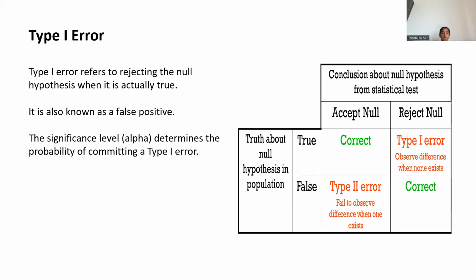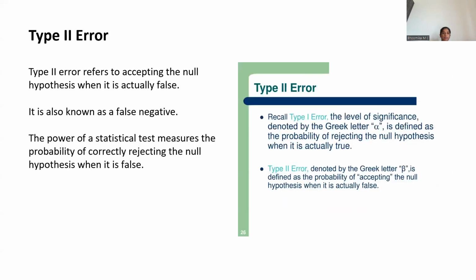Type 1 error. Type 1 error refers to rejecting the null hypothesis when it is actually true. It is also known as a false positive. The significance level determines the probability of committing a Type 1 error.